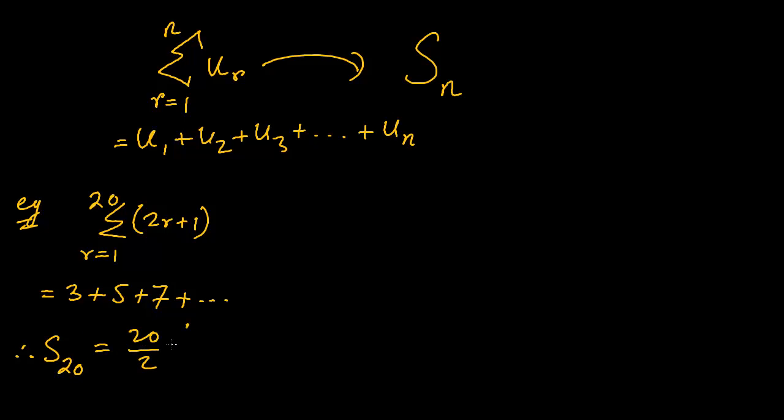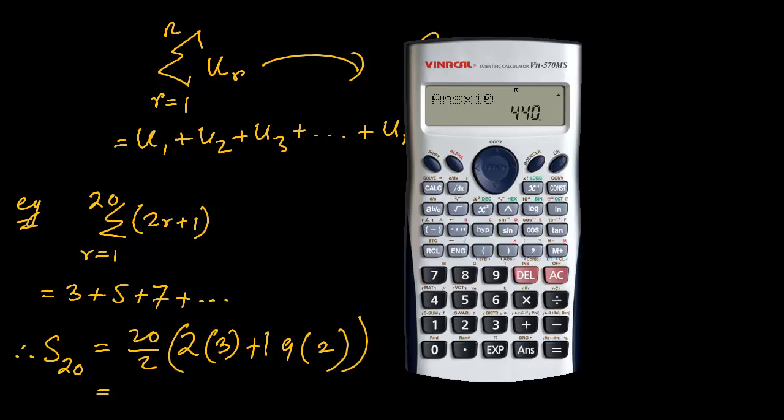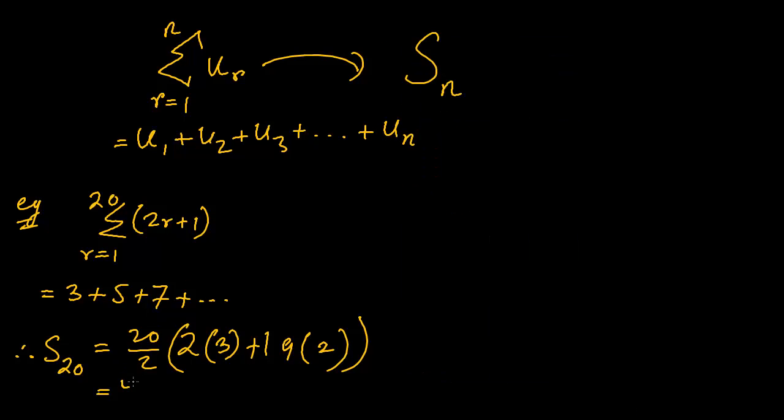So s20 would be n by 2, twice a, which is 3, plus n minus 1, which is 19, times the common difference. The common difference is the next term subtract the previous term. So 5 minus 3 is 2, so this would be 2. If you calculate this, you're going to get the summation of this, and this turns out to be 440. So that's sigma.